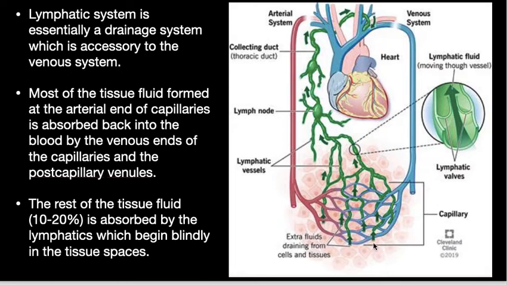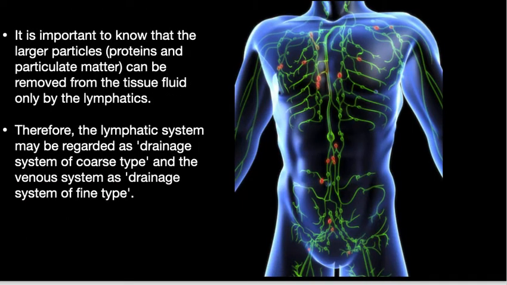The rest of the tissue fluid, that is about 10 to 20%, is absorbed by the lymphatics, which begin blindly in the tissue spaces. It is important to know that the larger particles, that is the protein and the particulate matter, can be removed from the tissue fluid only by the lymphatics. Therefore, the lymphatic system may be regarded as a drainage system of the coarse type and the venous system as the drainage of the fine type.